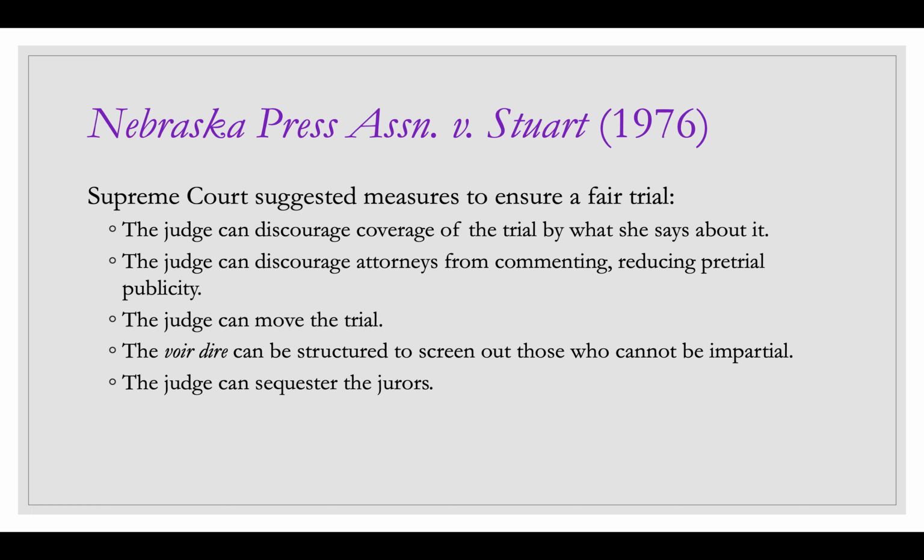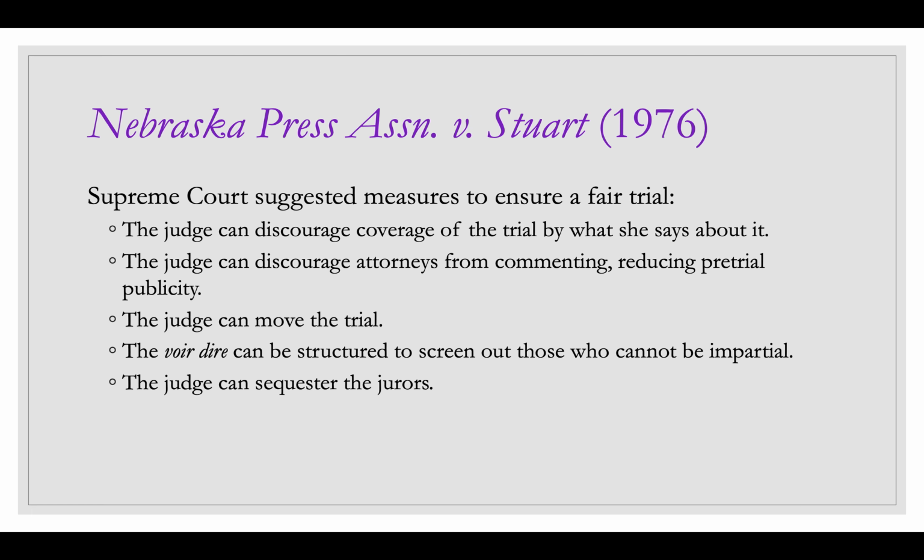The judge can discourage coverage of the trial by what the judge says about the trial ahead of time. The judge can, in fact, discourage attorneys from commenting on the trial, which reduces pretrial publicity, which reduces the risk of having negative pretrial publicity and of having a hard time selecting impartial jurors. The judge can move the trial to a different jurisdiction. While the Sixth Amendment does ensure the right that you are tried in the state or jurisdiction where the crime occurred, there are special circumstances in which it can be moved.